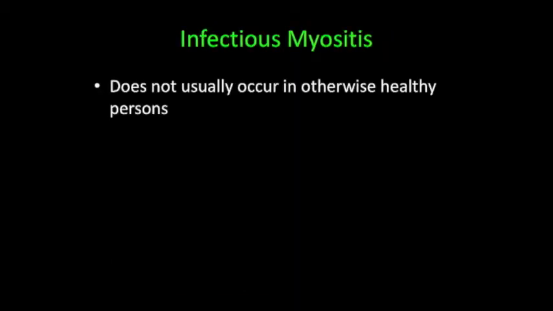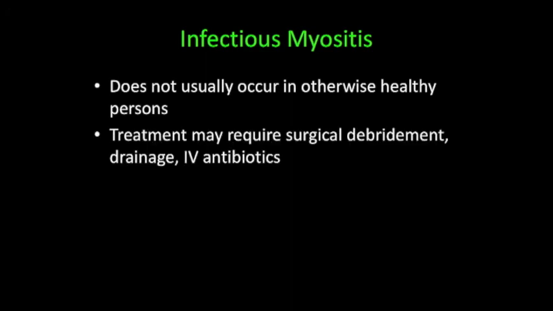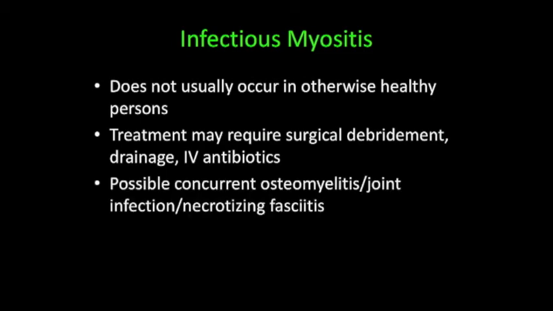Infectious myositis doesn't usually occur in otherwise healthy persons, and it may require more intense therapy than cellulitis alone. They may need surgical debridement, and they may need IV antibiotics instead of just oral antibiotics. So it's important to recognize when your soft tissue infections have extended deep to involve the muscles. Also, you want to think about concurrent osteomyelitis or joint infections, and you may or may not be able to see that with your ultrasound, but think about looking for bone irregularity or joint effusions.